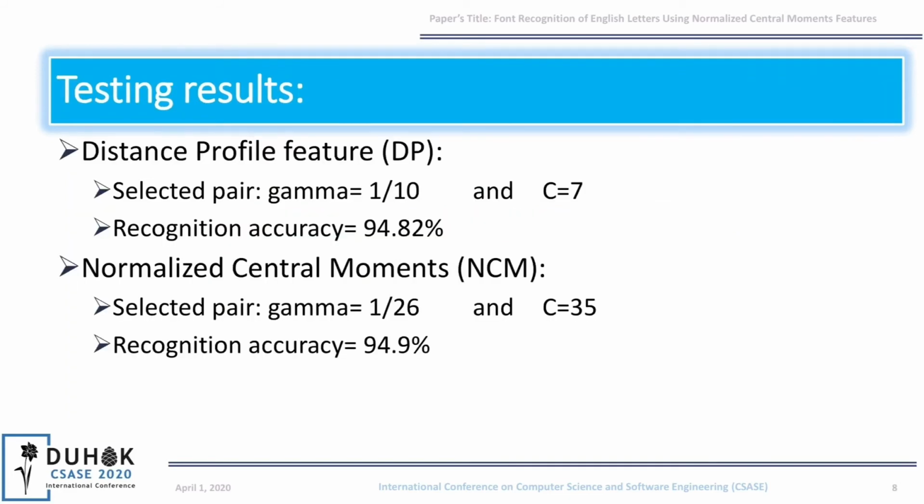In the testing, the selected pair of gamma and C has been used. For the distance profile, the best pair was when gamma is 1 over 10 and C equals 7. The recognition rate was 94.82%. While for the normalized central moment, the best pair was gamma 1 over 26 and C is 35, with recognition rate 94.9%.